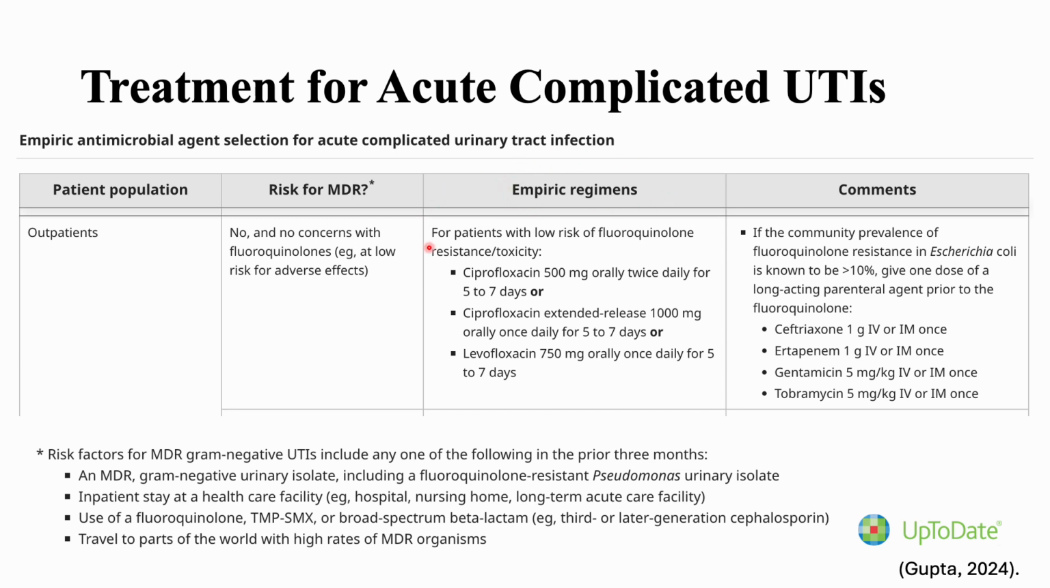So for patients with low risk for fluoroquinolone resistance/toxicity, we would choose ciprofloxacin 500 milligrams orally twice daily for 5 to 7 days, or we could do ciprofloxacin extended release 1,000 milligrams orally once daily for 5 to 7 days, or levofloxacin 750 milligrams orally once daily for 5 to 7 days. We're just going to choose the first one, which is the ciprofloxacin 500 milligrams.